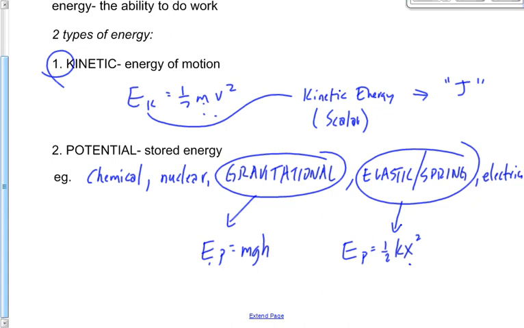Which one are we talking about here? Yeah, how far it's stretched or compressed, right? Squished. We don't want the movement across the room. That would be delta D displacement. Okay, the amount that it's stretched or compressed would be X displacement.